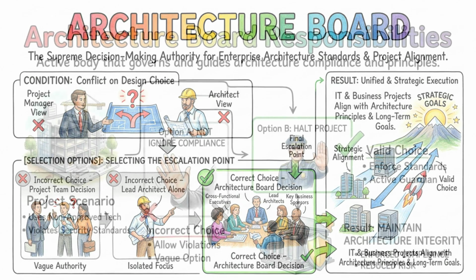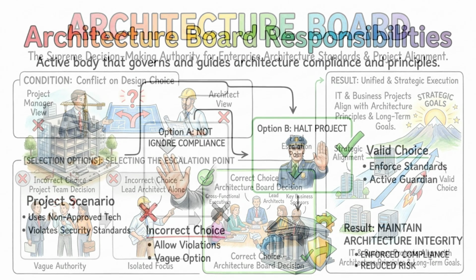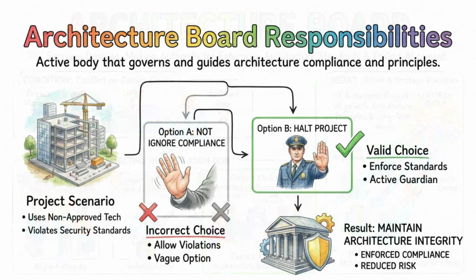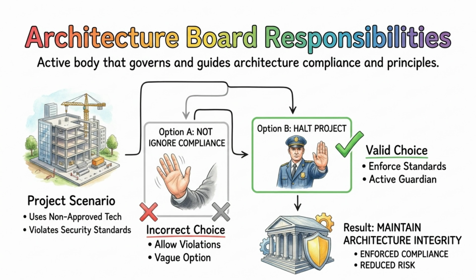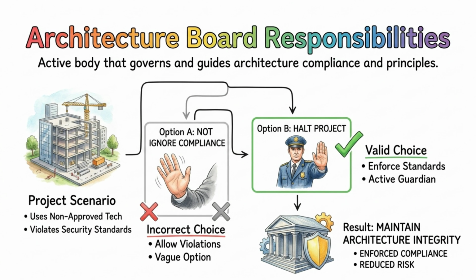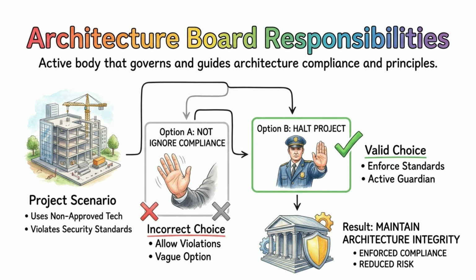The responsibilities of the Architecture Board extend far beyond simply attending meetings and reviewing documents. They are actively responsible for enforcing architecture compliance, approving new architecture principles, and resolving disputes when projects request exemptions from the rules. They also identify areas where the baseline architecture needs to be updated to support new business strategies. For your exam, you must recognize the board as the active guardian of the architecture, holding the power to halt projects that violate established standards.